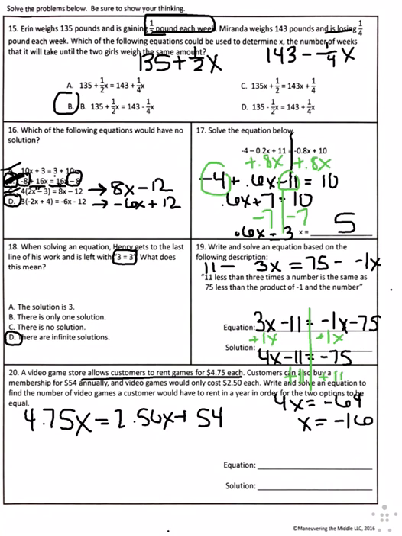So, we are going to solve the equation by combining like terms. We subtract 250x from both sides. 475 minus 250 is going to give us 2.25. And then our last step is to divide. 54 divided by 2.25 gives us 24.